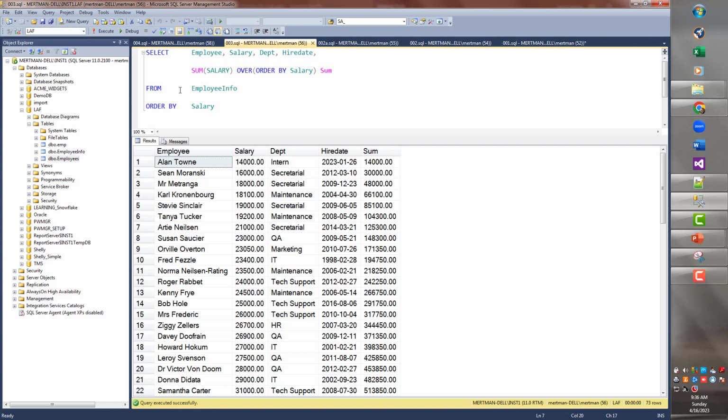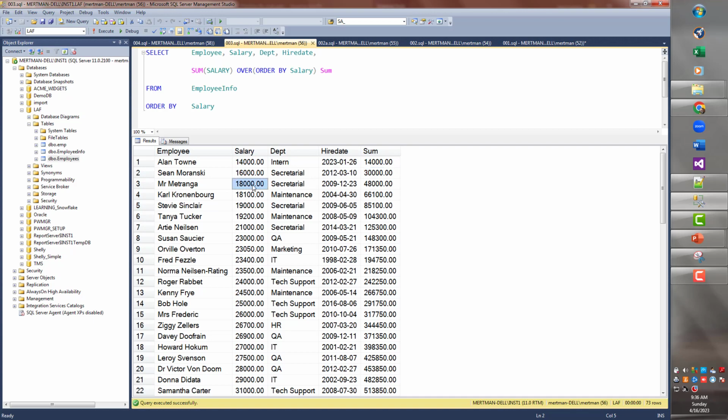But what it does, we're ordering it by salary. So here's a salary, 14,000, 16,000, 18,000. And then it has all the other fields. We got employee, department, hire date. But then look at the sum. So for the first record, 14,000 and 14,000. But now the second record, there's 14,000 and 16,000, which makes 30,000.